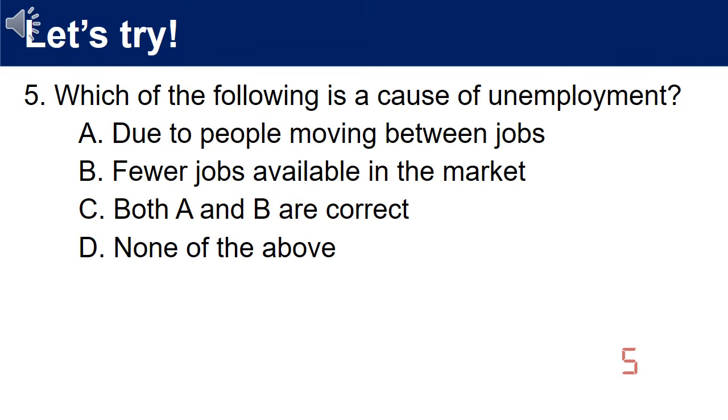5. Which of the following is a cause of unemployment? A. Due to people moving between jobs. B. Fewer jobs available in the market. C. Both A and B are correct. D. None of the above. The answer is C. Both A and B are correct.